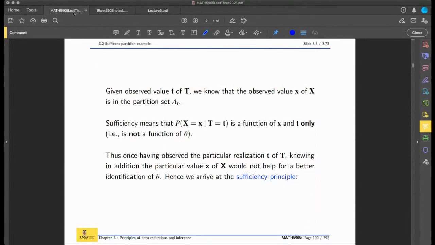Let's just recap what we've discussed about sufficiency so far. Given the observed value of the sufficient statistic T, we know that the observed value of x is in the partition set AT. So in that previous example, I don't care about the sequence of 1s and 0s. As long as I know that the sum of the 1s and 0s equals r, then I'm in the set AR. That tells me all I need to know about theta. And sufficiency means that this conditional probability is a function of x and t only, i.e. it's not a function of theta.